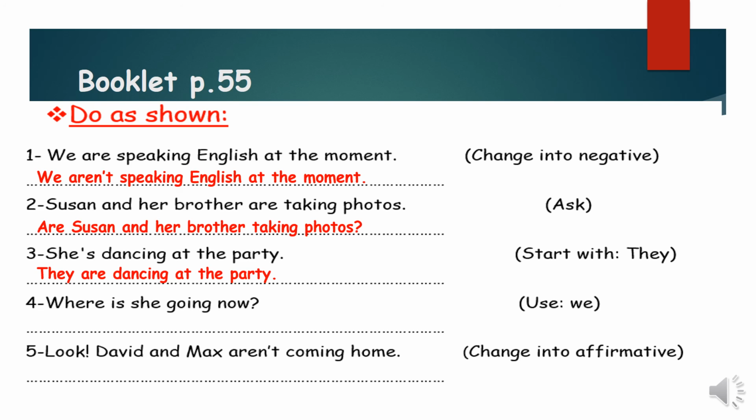Number four, where is she going now? Start with we. It will be where are we going now? Number five, David and Max aren't coming home. Change into affirmative. David and Max are coming home.